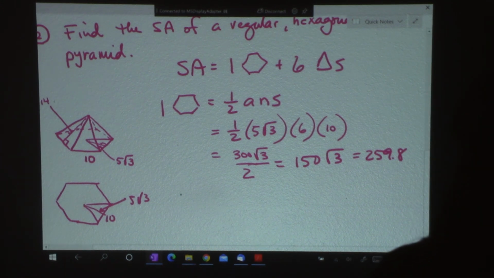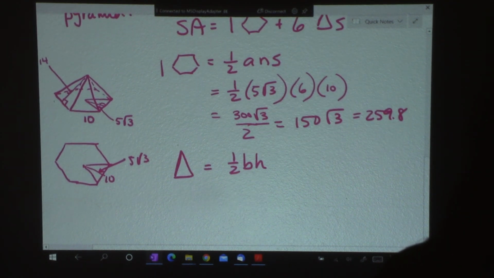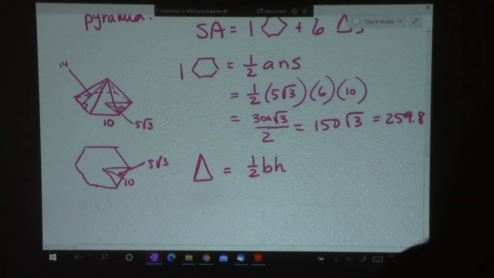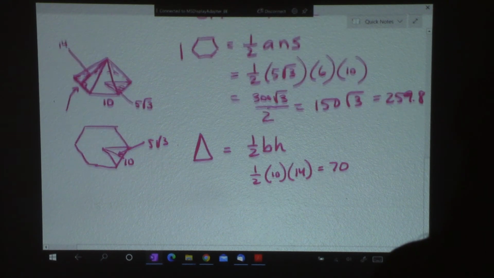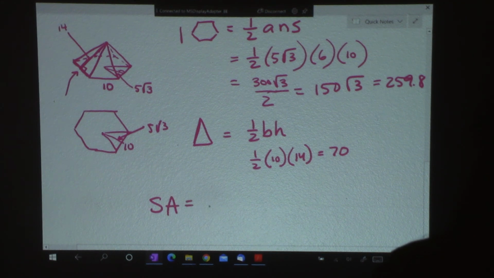Now, for 1 triangle, that's going to be 1/2 the base times the height. Now, what information do I have for that? Well, I've got here a side, that's the base, and then on the outside, the height here is 14. So it's 1/2 times 10 times 14, and that gives me 70. Okay, that's enough information.